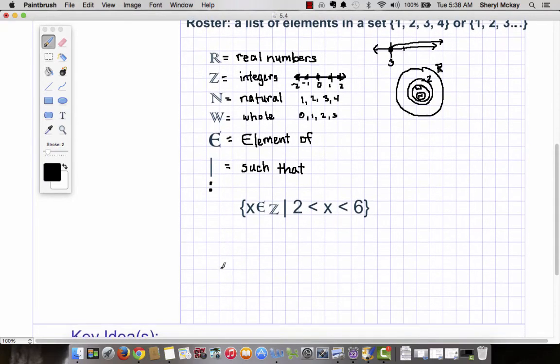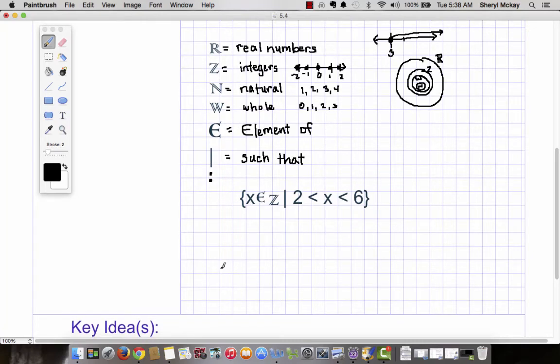So now let's read what we have written here. This is set builder notation, and we're going to use it to describe a set. And the set looks like this. Let me write it over here. If we were going to write the roster, it would be 2, 3, 4, 5, 6. Okay, so that's our set.